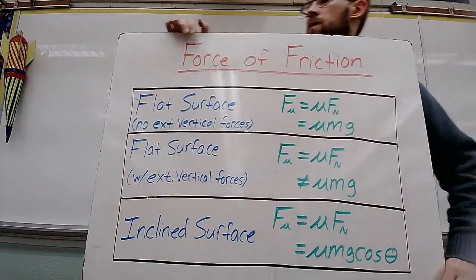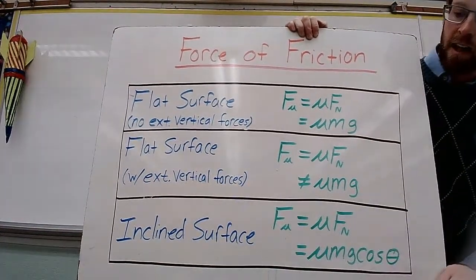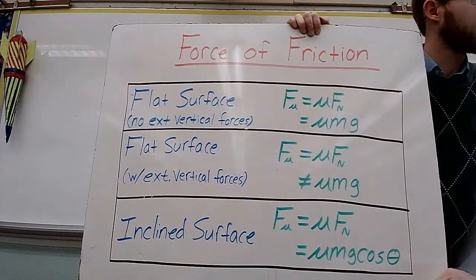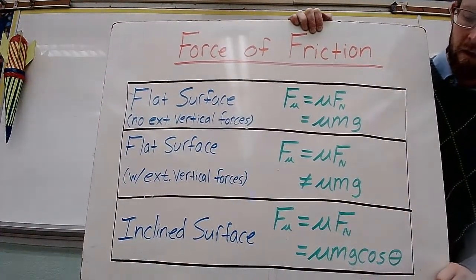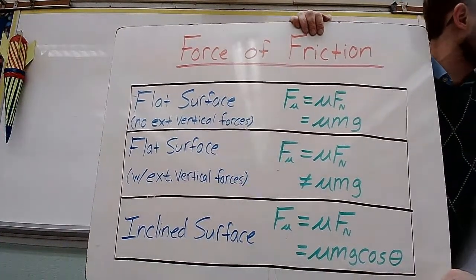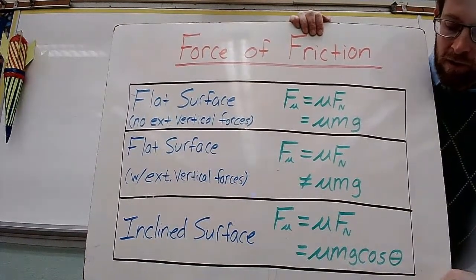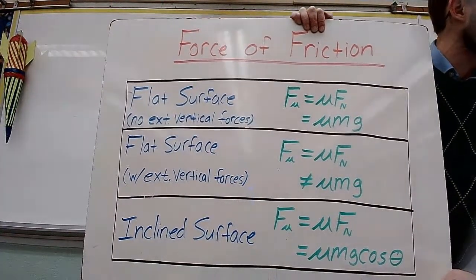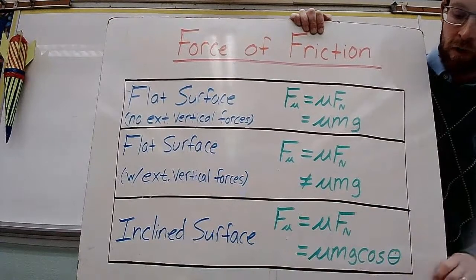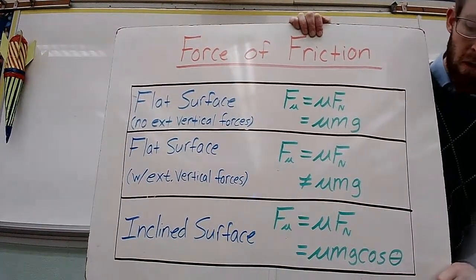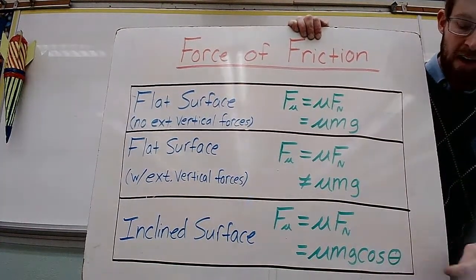The last example, which is also complicated, but I've simplified it for you quite a bit. So on an inclined surface, anytime you have an object sitting on a little triangle or something, force of friction, again, is equal to coefficient of friction times normal force. And if you were, every single time, to go through your force diagram and your force equation in order to figure out your normal force, what you would find is that your force of friction will always be equal to coefficient of friction times mass times g times cosine the angle.